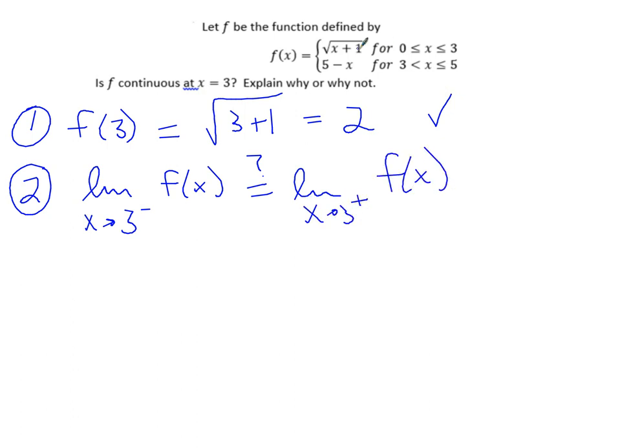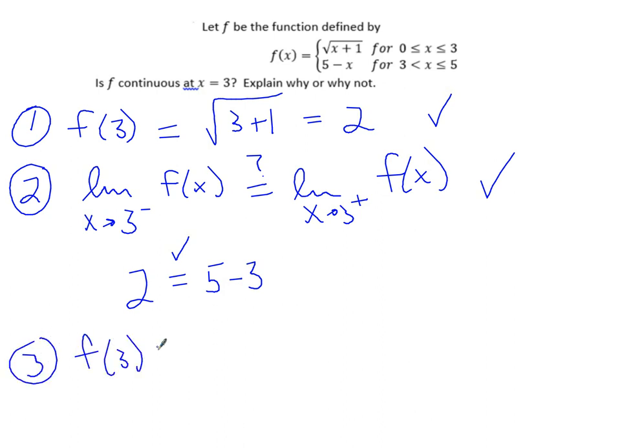On the left-hand side, it's just the square root of 3 plus 1, or 2. And on the right-hand side, as we approach from the right, it's 5 minus x, or 5 minus 3, which is also 2. So this checks out, and tells us that the second part of the definition of continuity has also been met. The third part says that f of 3 must equal the limit as x approaches 3.